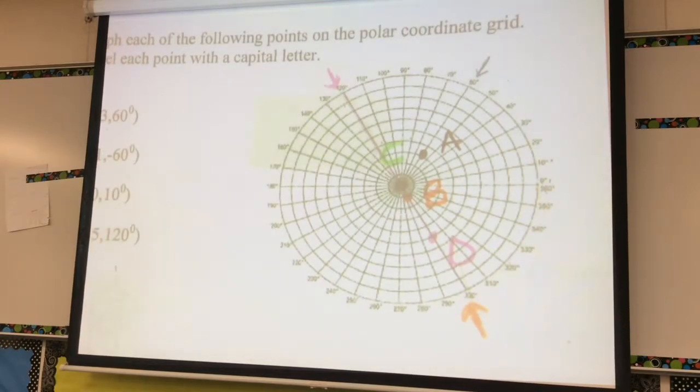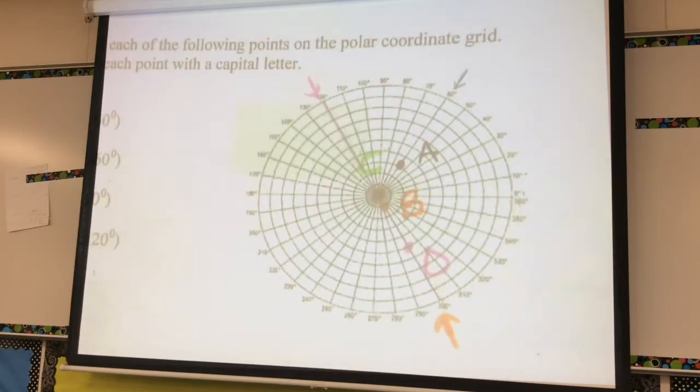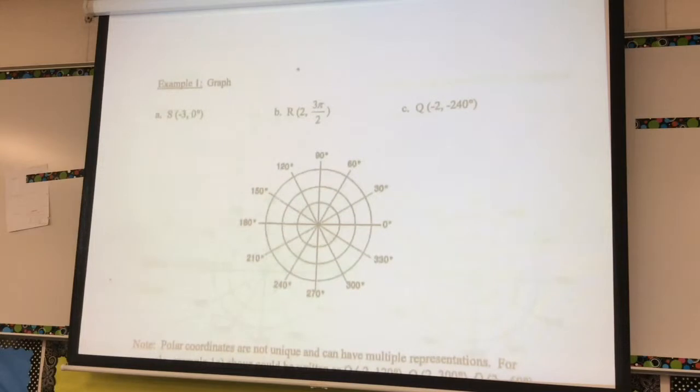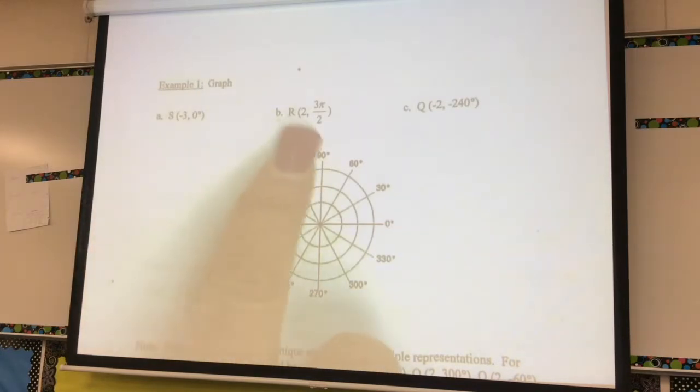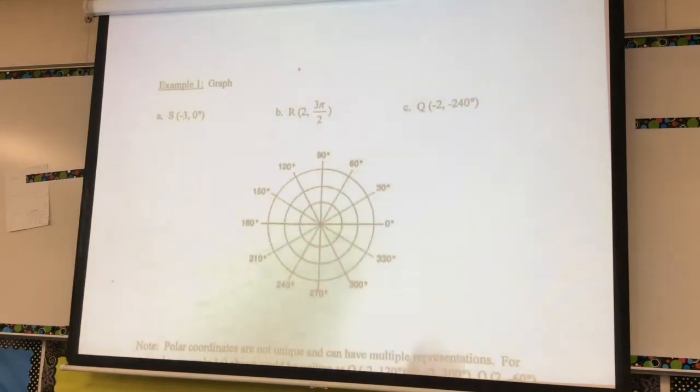Any questions? Then let's see how safe you are. So we're going to change to the second page of notes. The top right corner shows this picture. They have an S, an R, and a Q. If you can locate those dots and put those letters, I'll give you time to do that.